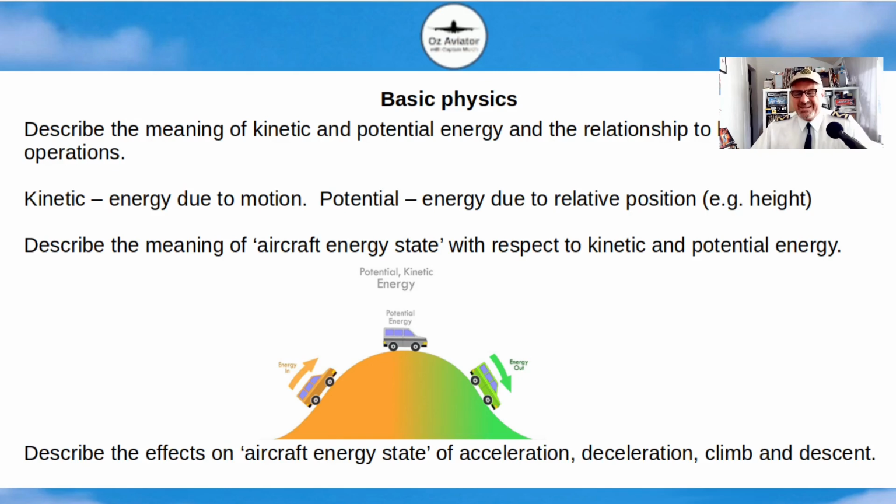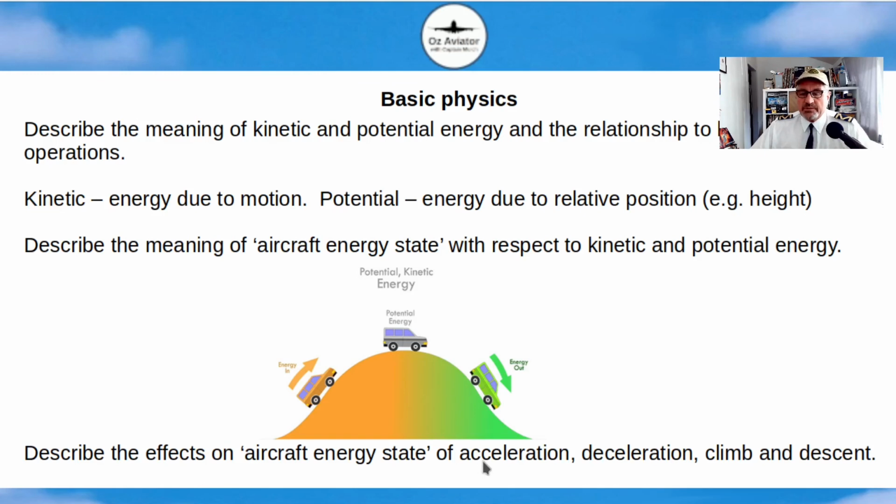So, aircraft energy state with respect to kinetic and potential energy. You can see here on this diagram, a car works the same on a hill. We're using our kinetic energy to gain altitude and gain potential energy. So at the top of the hill, the car here has a higher potential energy. If we then descend the hill, we're losing potential energy, but we're converting that potential energy into kinetic energy.